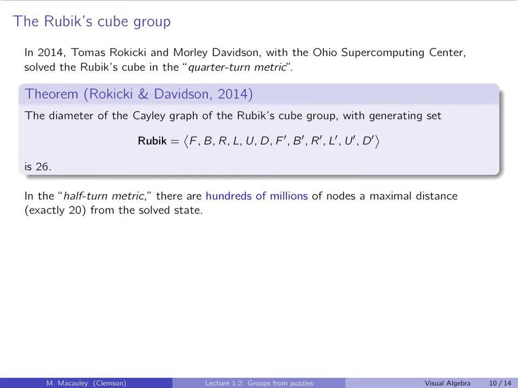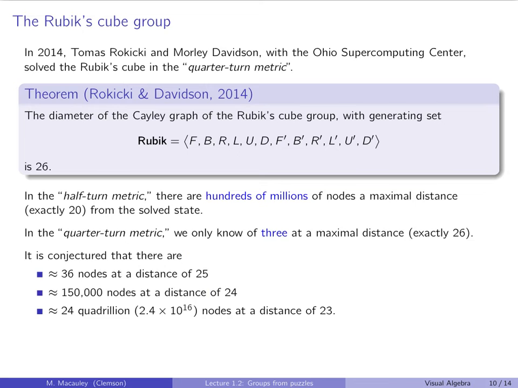In the half-turn metric, there are actually hundreds of millions of nodes that are a maximal distance, which is exactly 20 from the solved state. In this so-called quarter-turn metric, we only know of 3 that are at a maximal distance, in other words, 26 moves away. There might be more, but it's not a state space that we can search pretty easily. It's conjectured that there are approximately 36 nodes at a distance of 25, 150,000 nodes at a distance of 24, and 2.4 times 10 to the 16th nodes at a distance of 23.